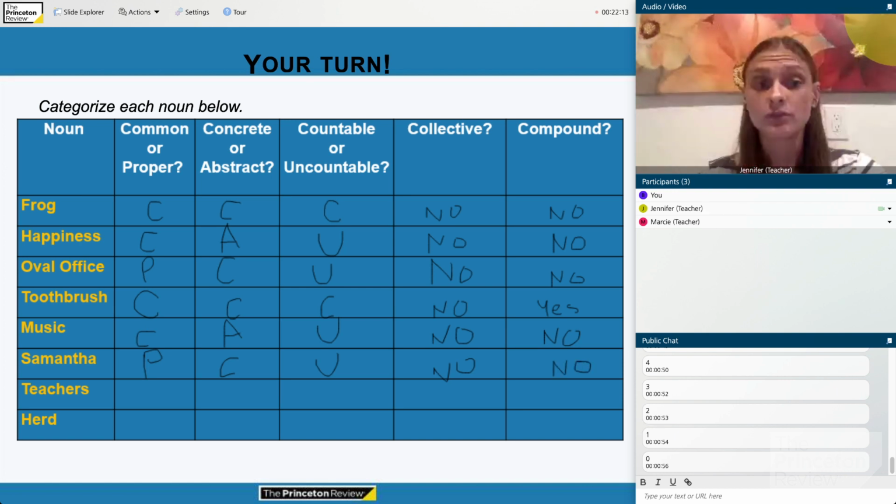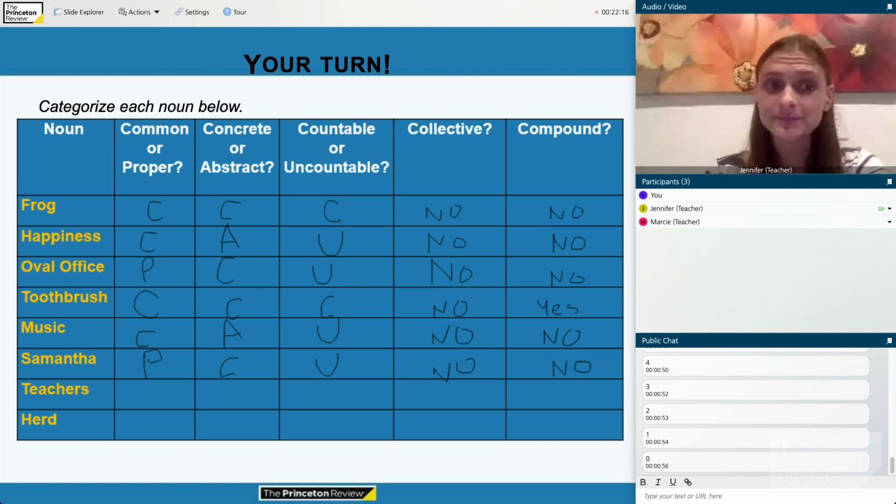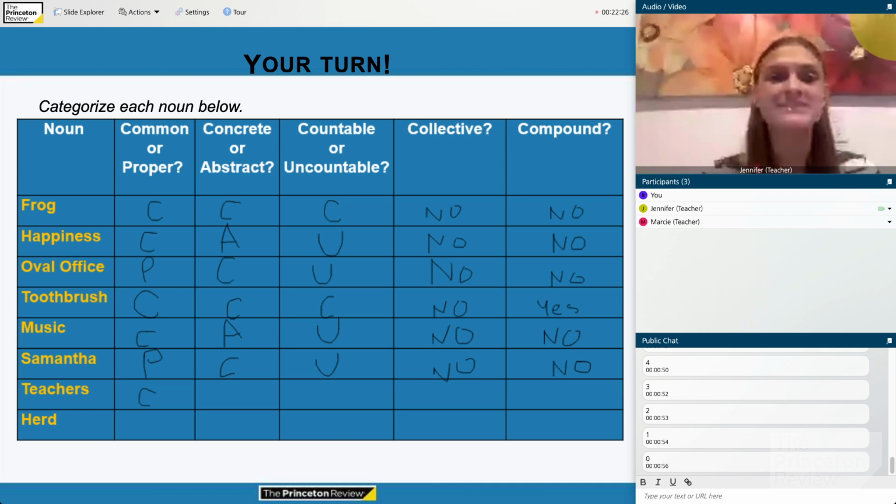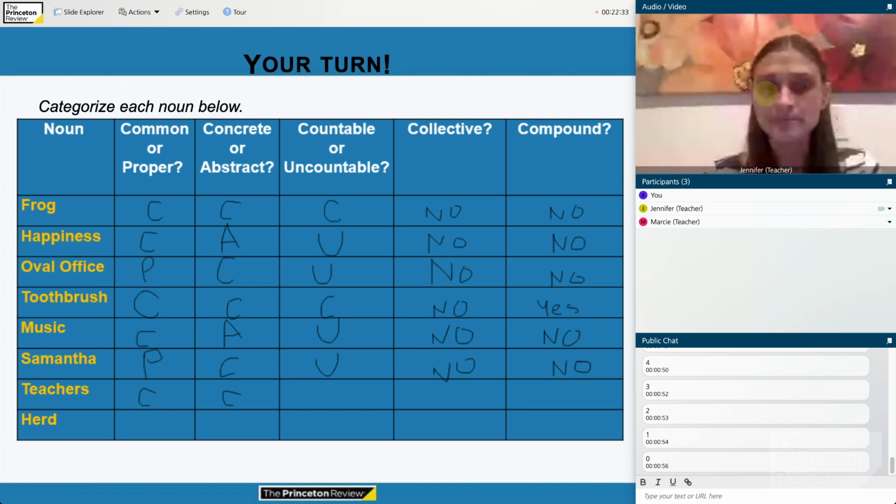So the next one, teachers. It's not proper, right? It's going to be common. And teachers are concrete people, entities, things that can be seen and touched. So that's going to be common. You can count them. You can have multiple teachers, and it's in the plural form. But it's not collective because it's not the name of a group of teachers. It's just the plural noun. And it's not compound either.